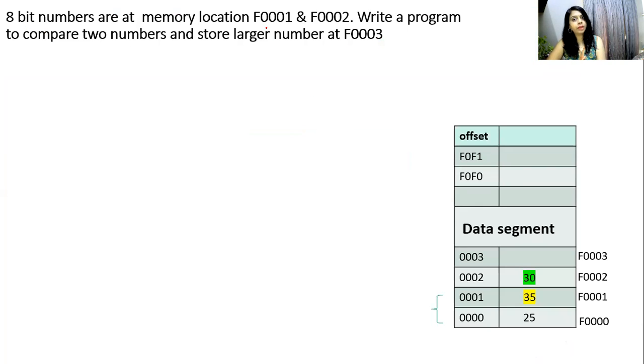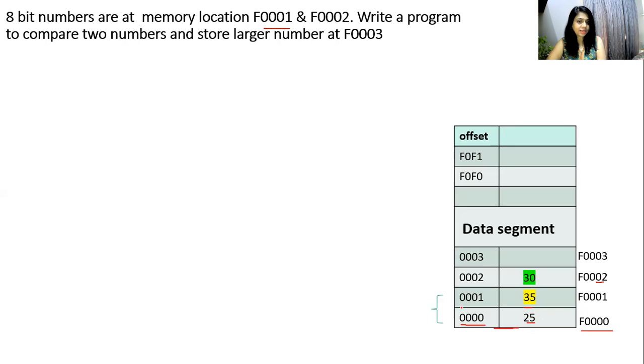Let's assume that these are 8-bit numbers. I have shown you, suppose this is a data segment, the data is available, this is the memory location, this is the 20-bit physical address, and these are offsets. This is the base address of the data segment. At this offset some random number is stored. Suppose at this location, that is the first number F0001, let's assume that this is 35. Not necessary that it will always be, but just for understanding purposes, just to see whether the program is working fine or not, I have assumed two numbers, that is this location contains 30 and this location contains 35.